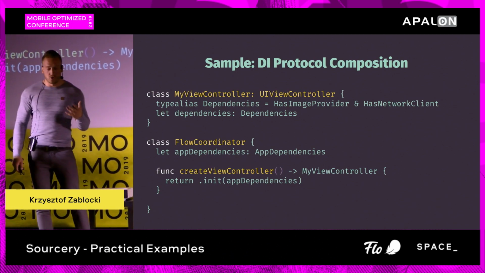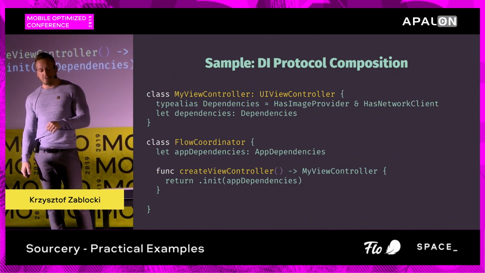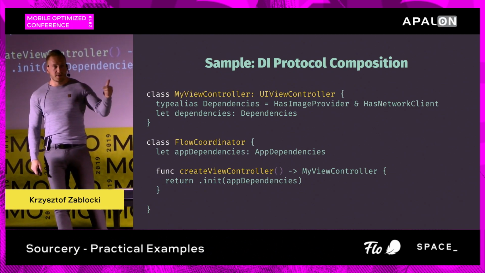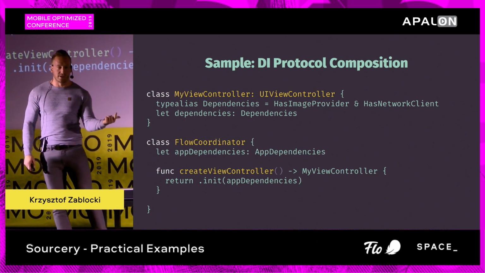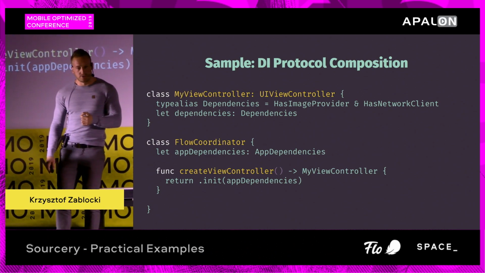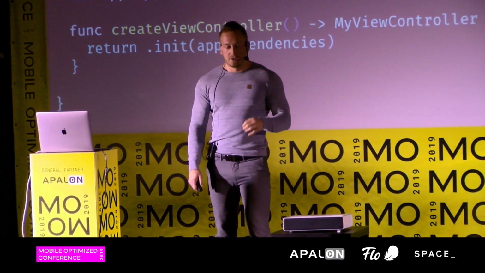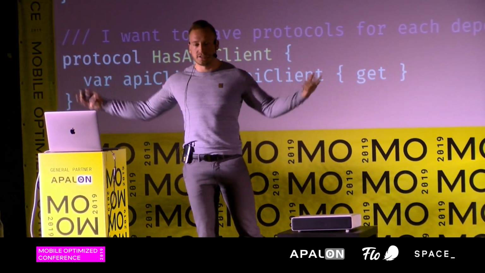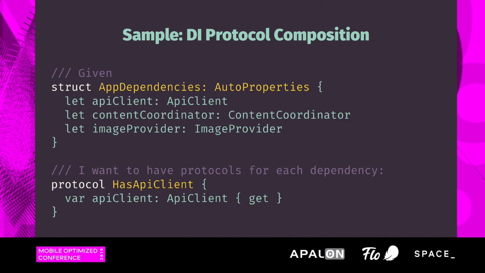So I define in my view controller what kind of dependencies I have. My dependencies are an image provider and a network client, and I create a single variable that will have both of them. To be able to do that, I have to define a HasDependency protocol, and I also have to conform my app dependencies to that protocol. This is very simple. I cannot go into detail here, but you can read my article.